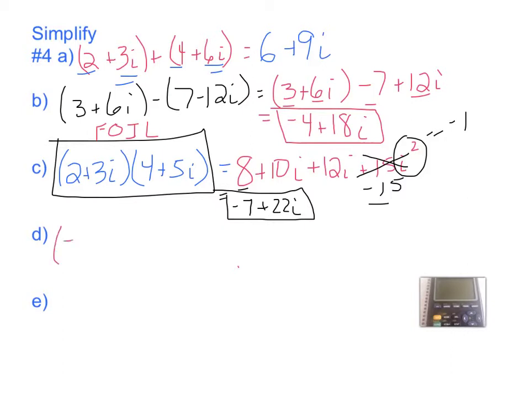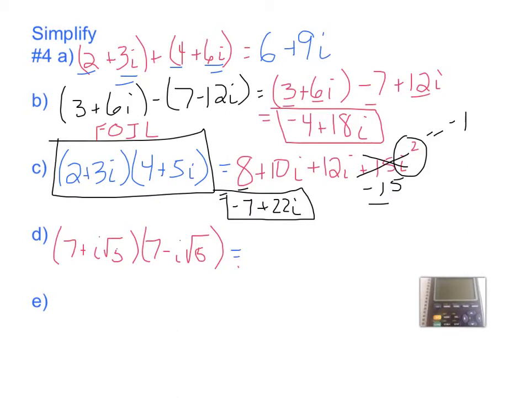D is (7 + i√5)(7 − i√5). Alright, so do FOIL. Why don't you guys try this one on your own? Pause the video, try it on your own, come back, see how you do.